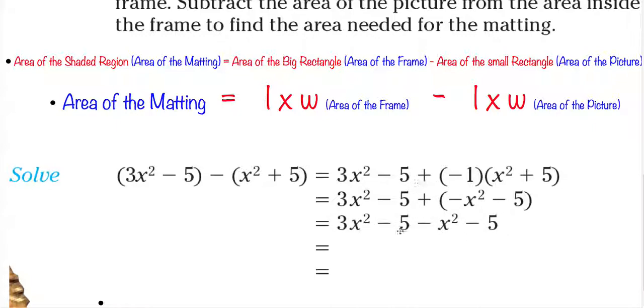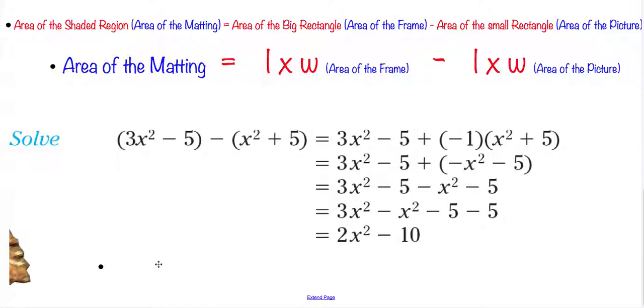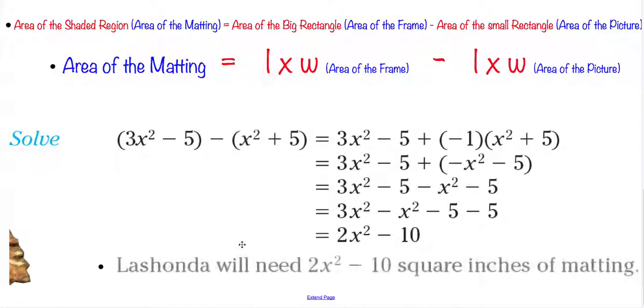We simply took out the addition sign. And then using the commutative property of addition, you now have 3x squared minus x squared minus 5 minus 5. And adding like terms, we now have 2x squared minus 10. So the area of the matting will be 2x squared minus 10. That's how much LaShonda will need for her matting.